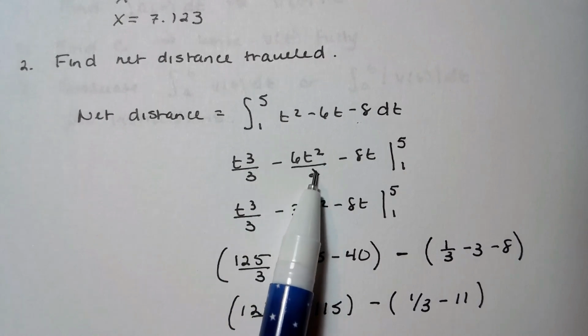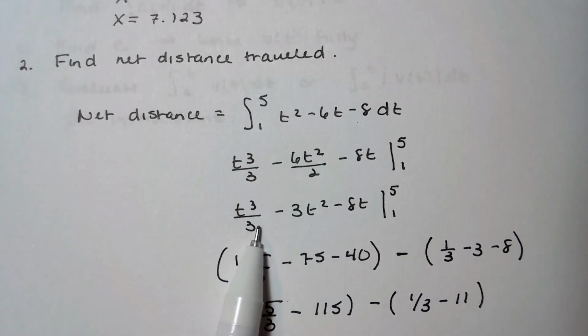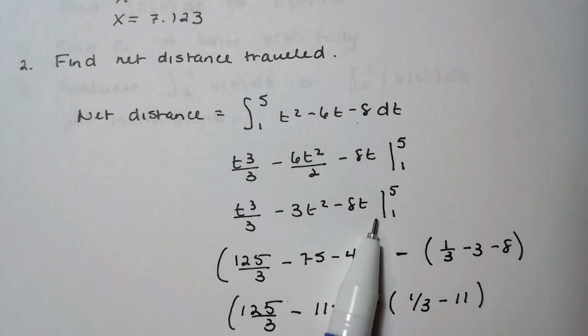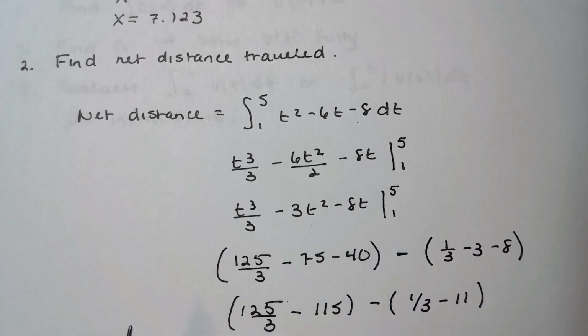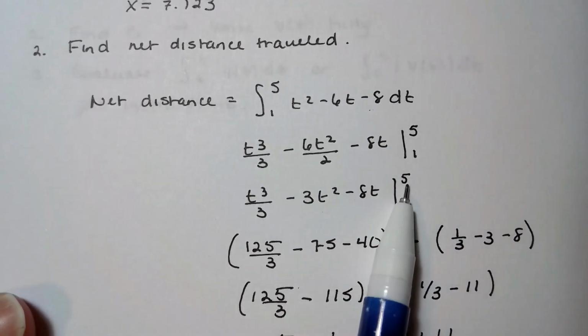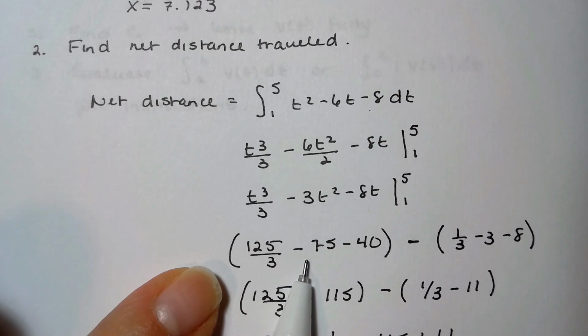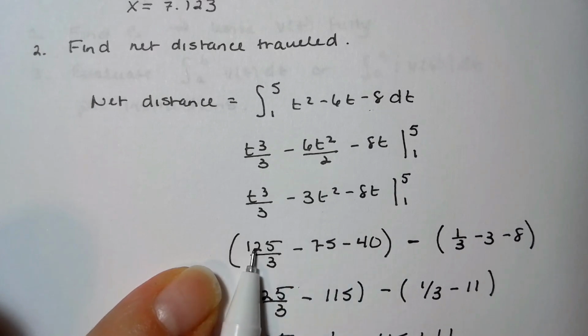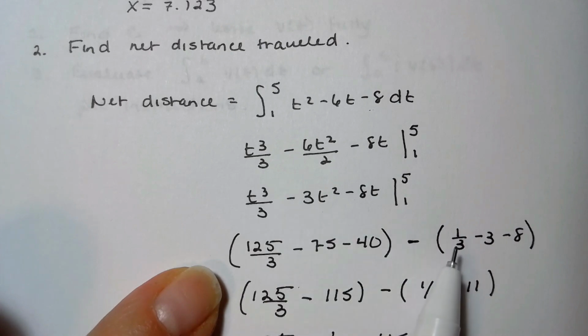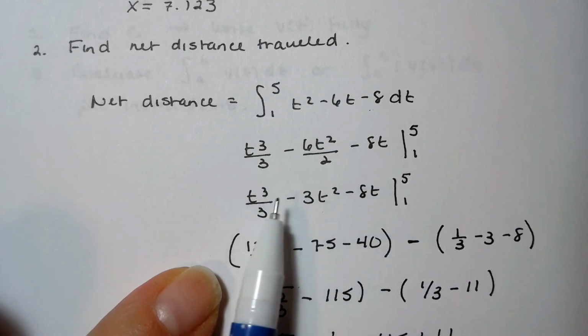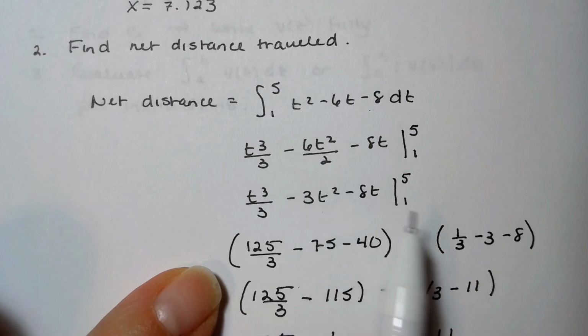Then I went ahead and cleaned this up. I know I can divide 6 by 2, so I cleaned this up a little bit to make the computation easier. 1 to 5, right? And now I'm going to evaluate using the fundamental theorem. If I plug the upper bound in, I'm going to have 125 thirds minus 75, right? 25 times 3 is negative 75, and 8 times 5 gives me the negative 40. So this is my f of b, minus, now I have to evaluate this function at a. So this is my a, I plug in the 1, I have a third, minus 3, minus 8.